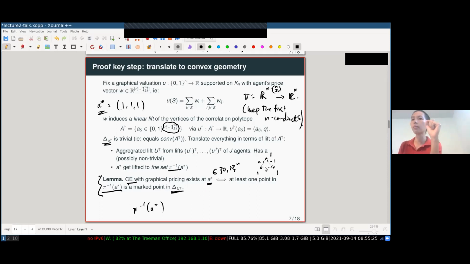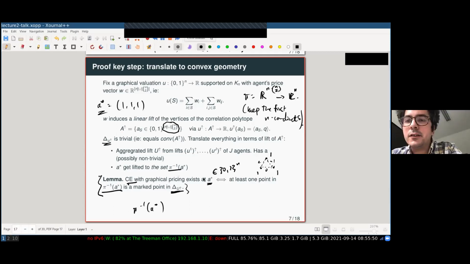So for linear pricing, I need exactly one point to be lifted, but for graphical pricing, I just need any point in this subspace to be lifted, right? It's a low-dimensional subspace, but any point that gets lifted in this subspace would do. It doesn't have to be one particular point. And because I have a lot more choices, this is roughly, intuitively, why graphical pricing is more powerful.